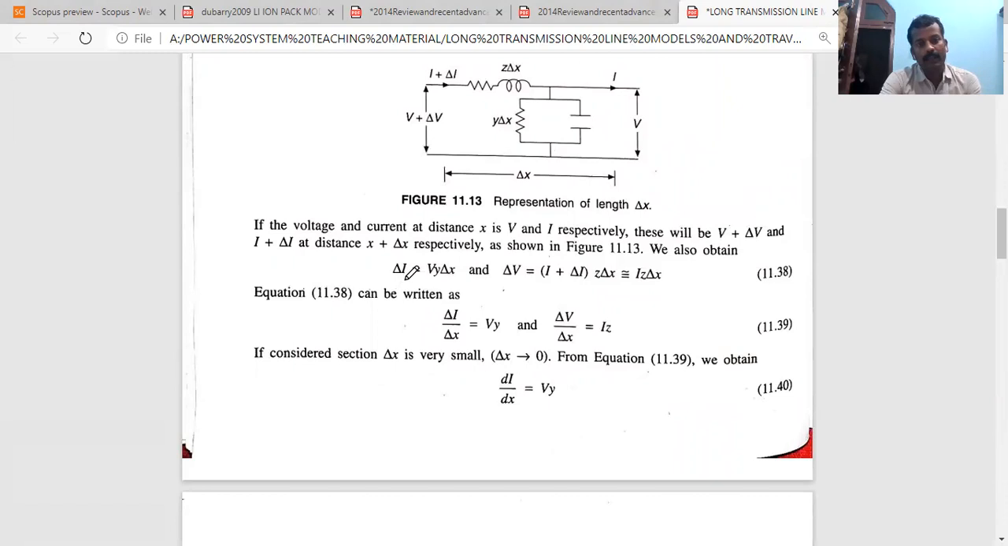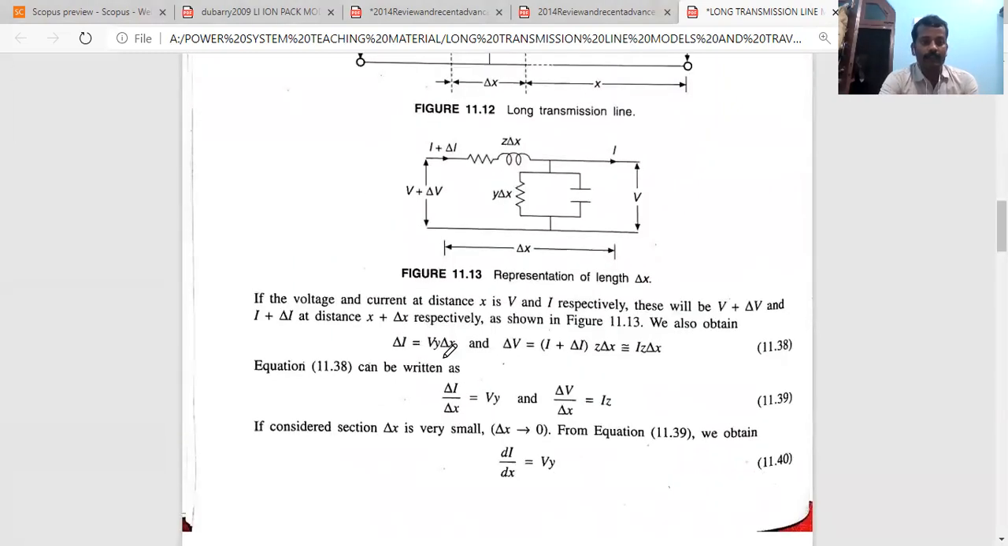Then this delta I can be written as V into Y delta x. Y is admittance. Y delta x is the admittance for the delta x section. If it were impedance, then it would be divided by Z, but it is in admittance form. Hence, delta I will be V into Y delta x.